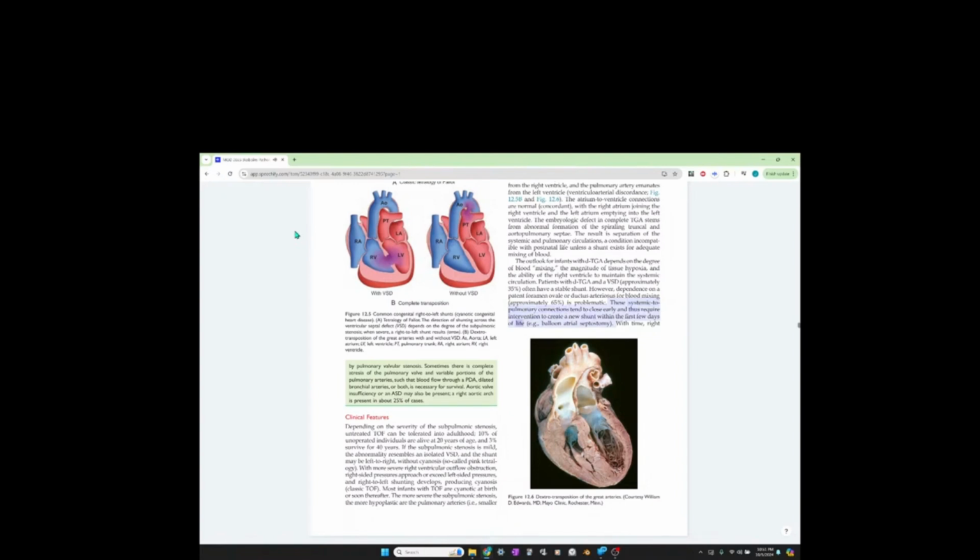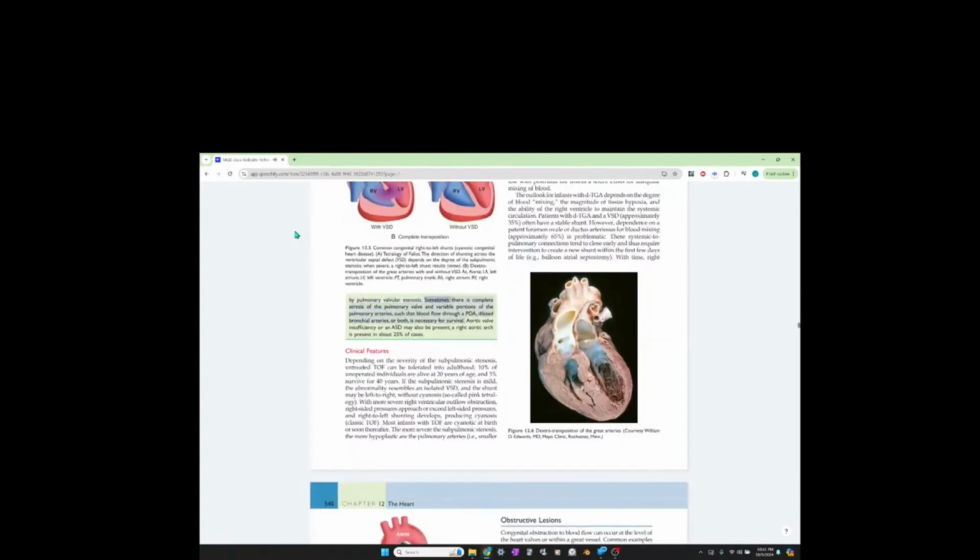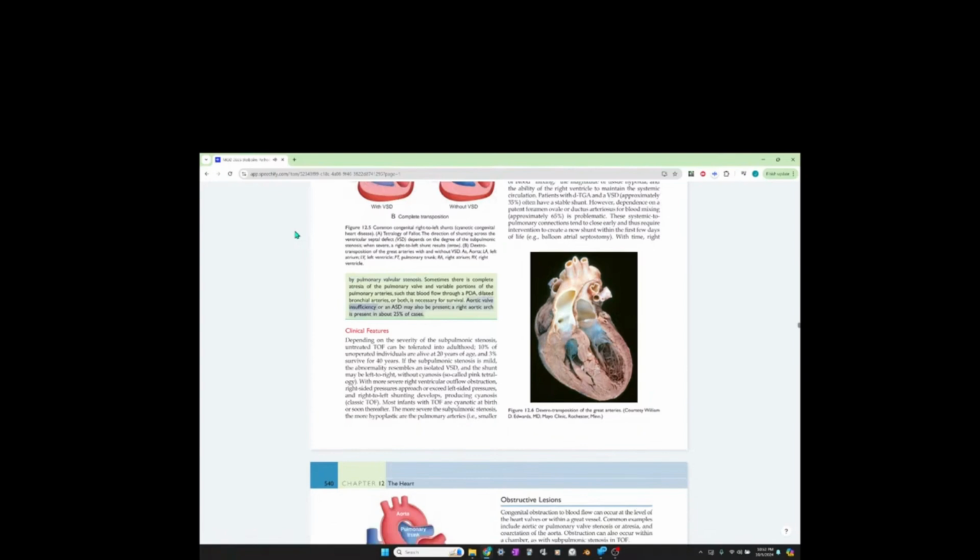With time, right ventricular outflow obstruction worsens, often by pulmonary valvular stenosis. Sometimes there is complete atresia of the pulmonary valve in variable portions of the pulmonary arteries, such that blood flow through a PDA, dilated bronchial arteries, or both, is necessary for survival. Aortic valve insufficiency or an ASD may also be present. A right aortic arch is present in about 25% of cases.